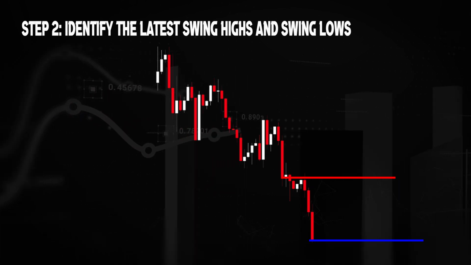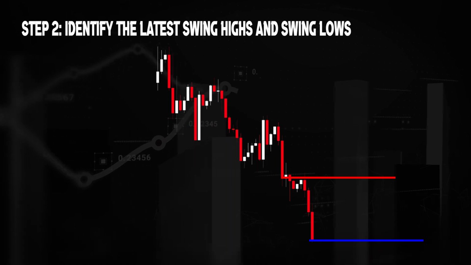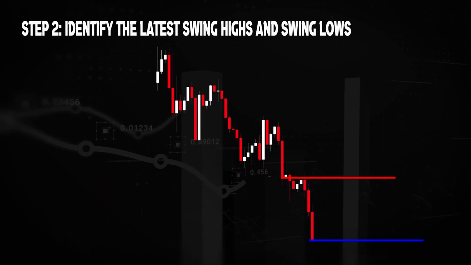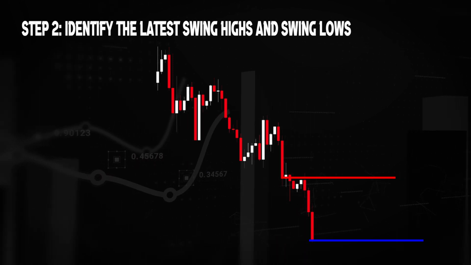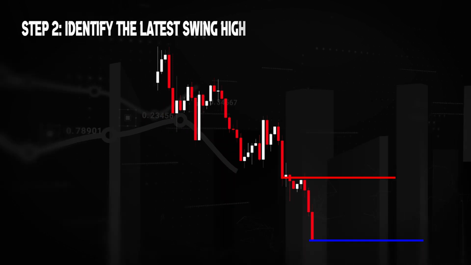Identify swing lows. A swing low is a trough reached by the price before it starts to rise. Look for a low point that is lower than the previous low and lower than the points immediately before and after it. Mark the lowest price in this pattern as the swing low. By identifying these key points in a downtrend, you can better understand market movements and plan your trades more effectively.